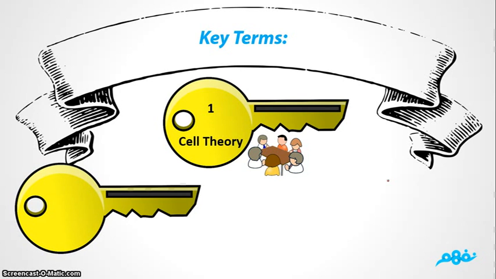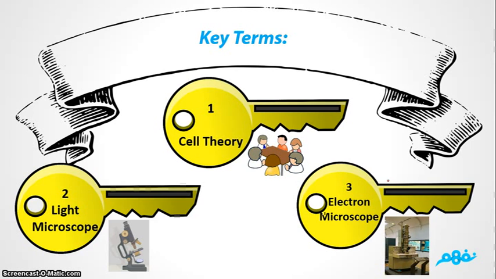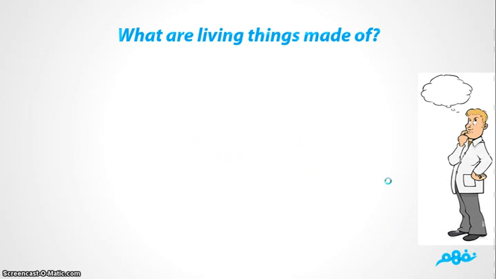The second and the third words are types of microscopes. So number 2 is the light microscope. Maybe you have seen it in your science lab at school. The third one is the electron microscope, which I don't have here. I've seen it before. It's huge and it's used by scientists.